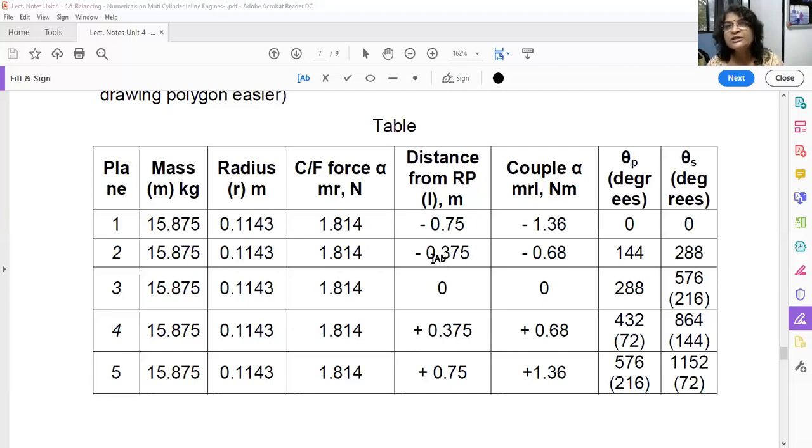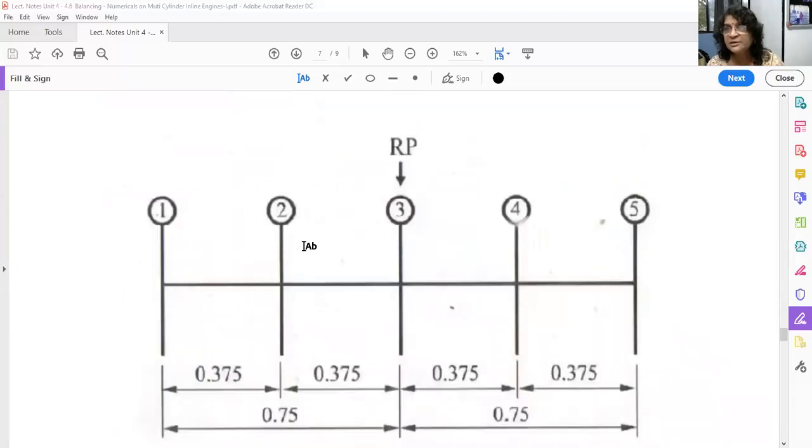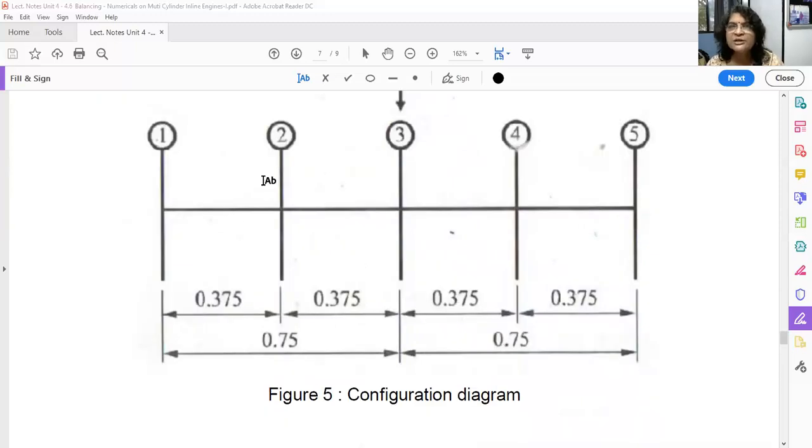Okay. So see here, these 2 planes will have negative distance, because those will be negative couples. Okay, because those are clockwise. And these 2 cylinders, 4 and 5, will be producing anti-clockwise couple. Those will be treated as positive couples. Okay, so negative distances, positive distances. What is the distance of plane number 3 from 3? 0. Okay, so the distance of 1 is minus 0.75 meter.